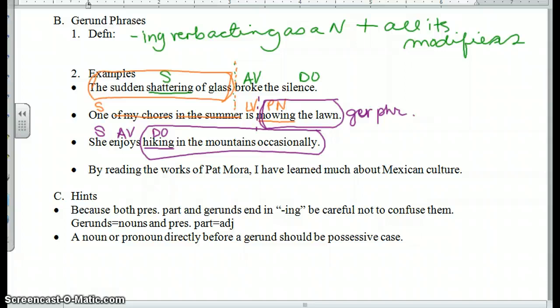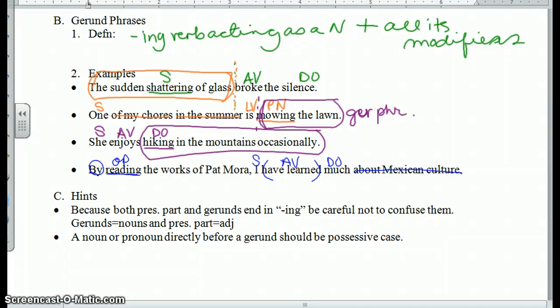By reading the works of Pat Mora, I have learned much about Mexican culture. So, have learned, action verb. Who or what has learned? I have. I have learned what? I've learned much. Here's your direct object. Prep phrase. When I start looking up here, I see reading, and I see this word by. So there's a preposition. So reading is the object of the preposition.